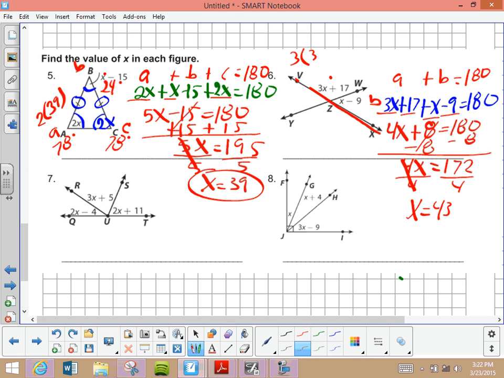3 times 43, that would be 129 plus 17. 129, 139, 156, 145. Are you sure? Okay, so 129. That gives me 6, not 5. It's 146.